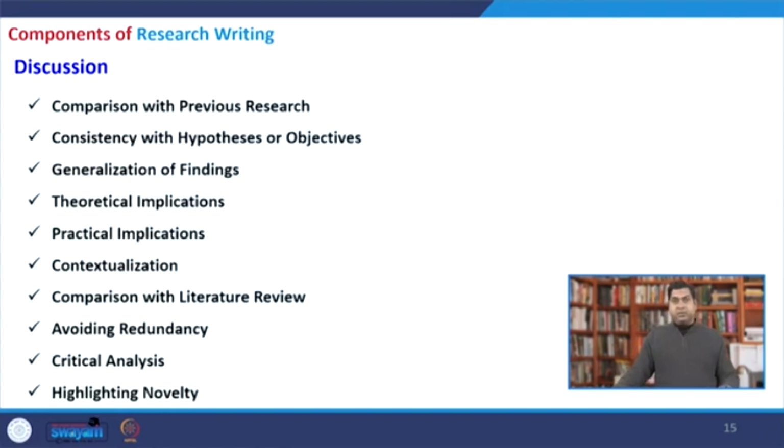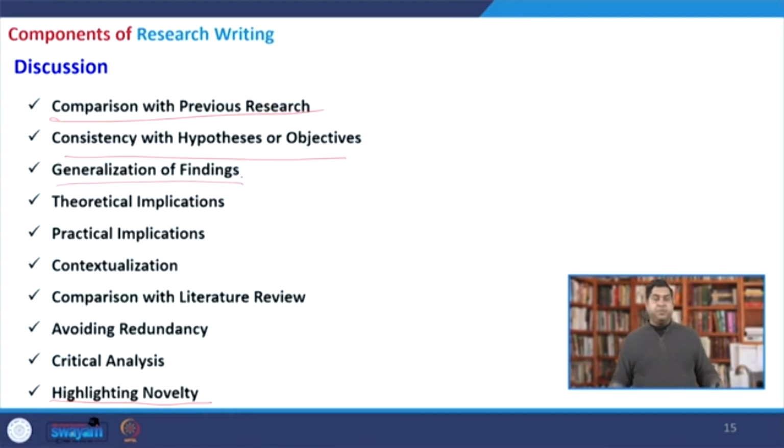After results, we need to have the discussion section. So the discussion section definitely is very important, and it should not be a repetition of your results. This section essentially compares the previous research: where it is similar, where it is dissimilar, where it is the new thing. So you have to also highlight the novelty in the discussion section. Consistency with the hypothesis and objective, so this will make a parity between your result and discussion.